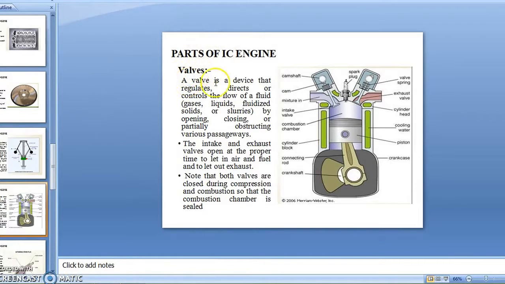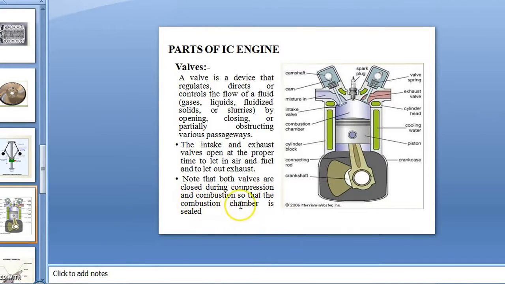Next part is valve. A valve is a device that regulates, directs or controls the flow of fluid. That fluid may be gases, liquids, or fluidized solids or slurries, by opening and closing or partially obstructing various passageways. The intake and exhaust valves open at the proper time to let in air and fuel and to let out exhaust. Note that both valves are closed during compression and combustion so that the combustion chamber is sealed.